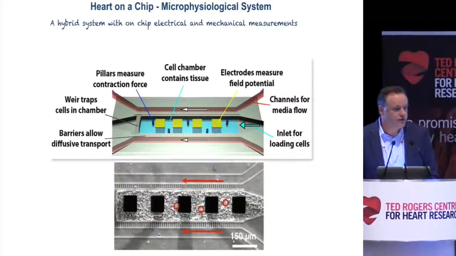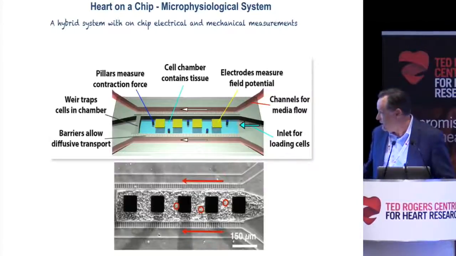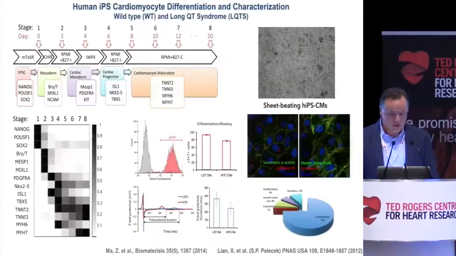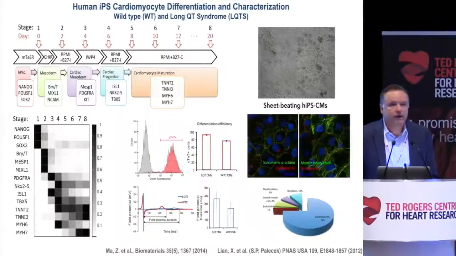So this is what one system would look like. I'll go into this in a little more detail. Should be a movie playing, maybe it's not. But you get the idea. Cells are sitting in here. These are the electrodes. These are the pillars for measuring mechanical force. We used a differentiation protocol that was developed by Sean Palachek's lab at University of Wisconsin. I think some of you have seen this.